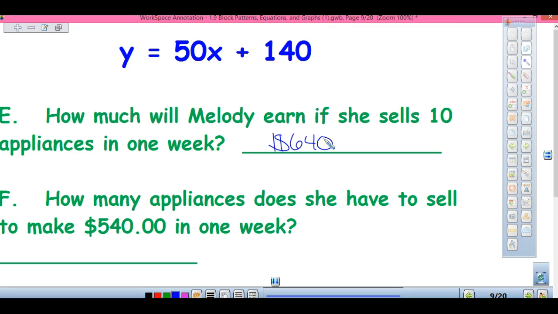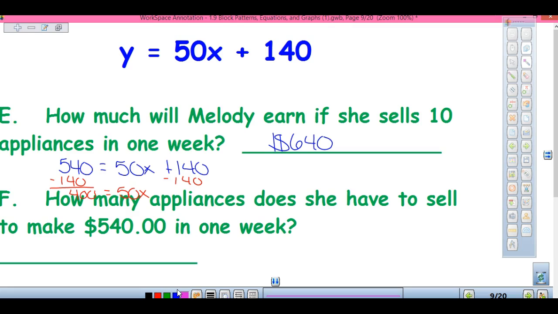Then it asks, how many appliances does she have to sell to make $540 in 1 week? That's where we're going to plug that number in for y. So we want 540 to equal 50x plus 140. In order to solve this, what would I do? Minus 140. So what do I get here? 400 equals 50x. Then what do I have to do?